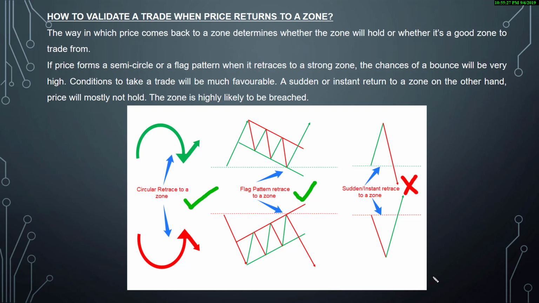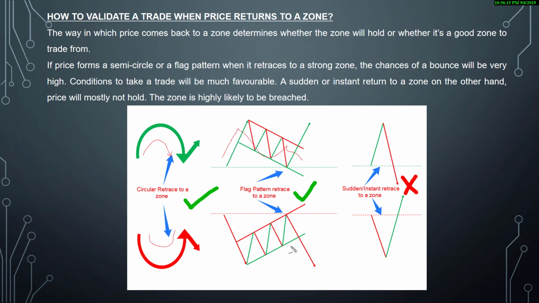When you're looking at your zone now, when price is in your area, take note how it retraces back to that zone. If it retraces in a circular way, you see, a circular retrace to a zone is a much more favorable validation for you to enter the trade in the continuation of the trend. And also a flag pattern retracement to a zone is a pattern that gives you a favorable trade.